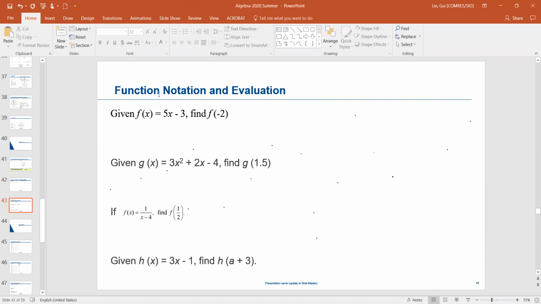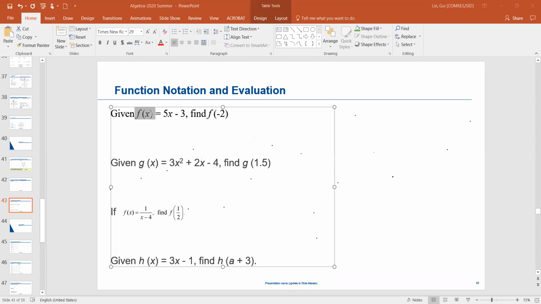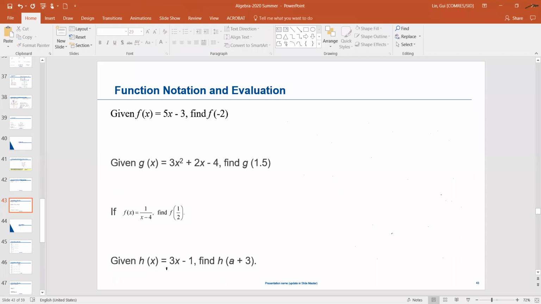And we also talked about function notation and evaluation. The notation is formatted like this, like f, and including the input. So this is called function notation. Inside the parenthesis is the input, and the expression on the back side is the formula. So you only need to replace the x with the input. So you can get the evaluations, right? And we have many examples.